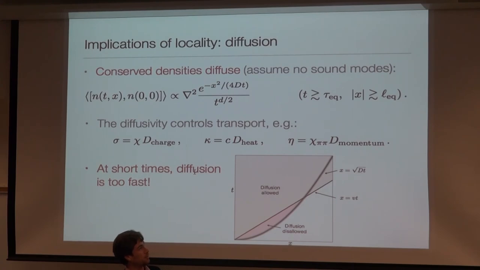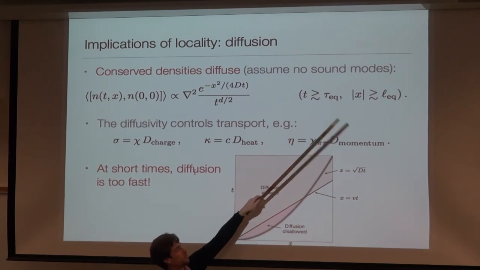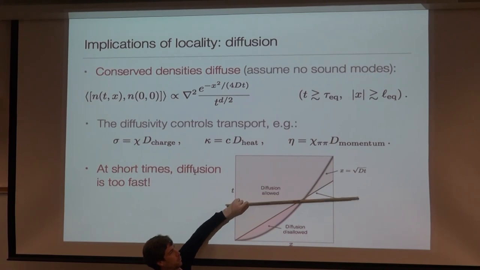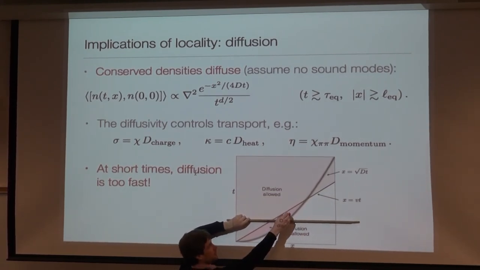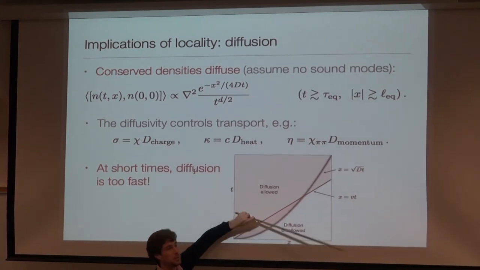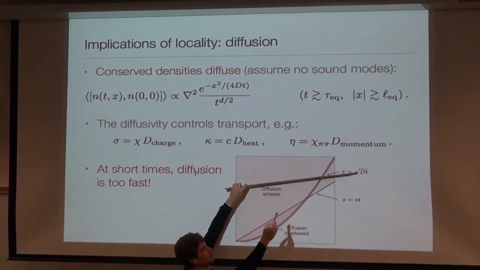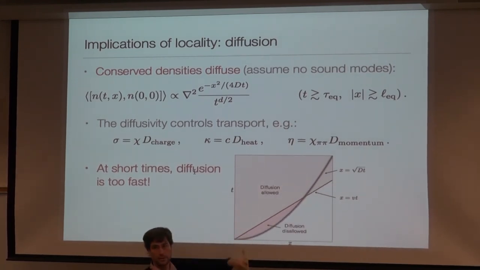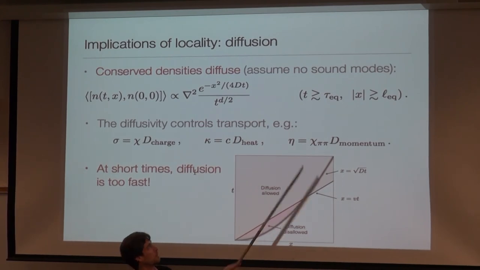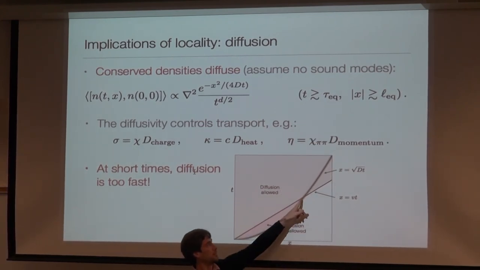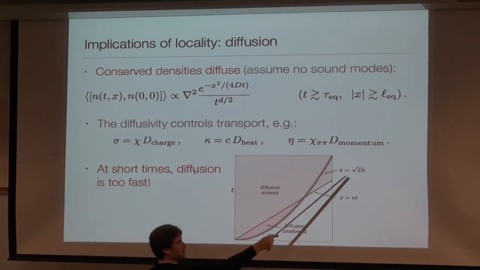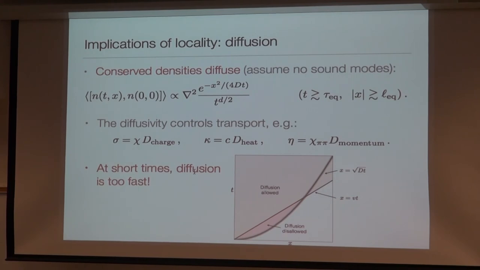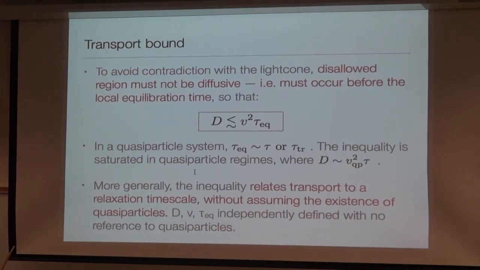And so what we clearly have to require is that this equilibration time cannot be down here. Because if the equilibration time was down here, then it would start diffusing here, and you'd be outside the light cone. But if the equilibration time is up here, then you only diffuse up here, and then you're inside the light cone. So the local equilibration time has to be bigger than this intersection point. That's simple algebra. You intersect these two curves, and you require this bigger than this, and you get this bound.